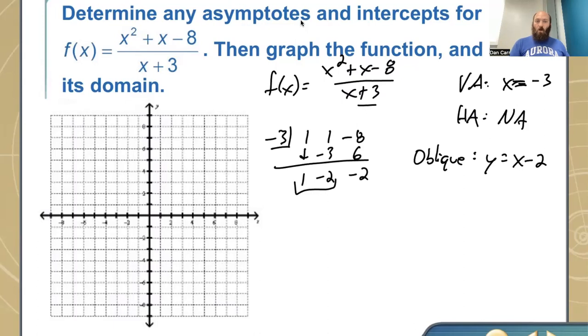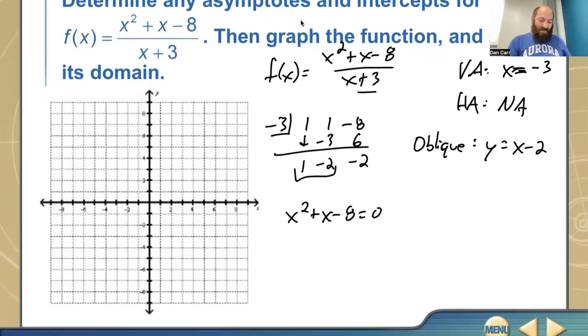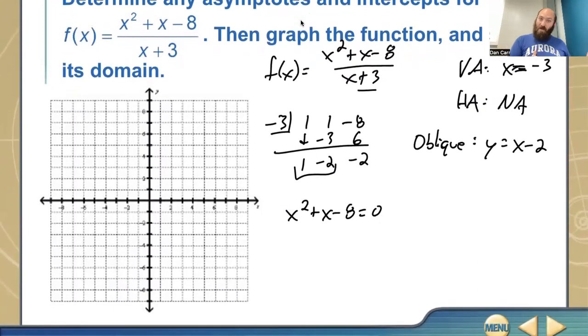For my behaviors, the last thing I can do is find any intercepts, the x-intercepts if I have any. That's going to come from my numerator. So when does this equal 0? The way it's set up, I just checked earlier, it's not factorable.